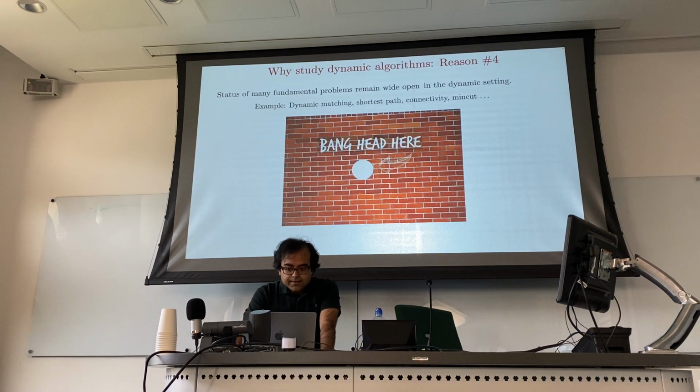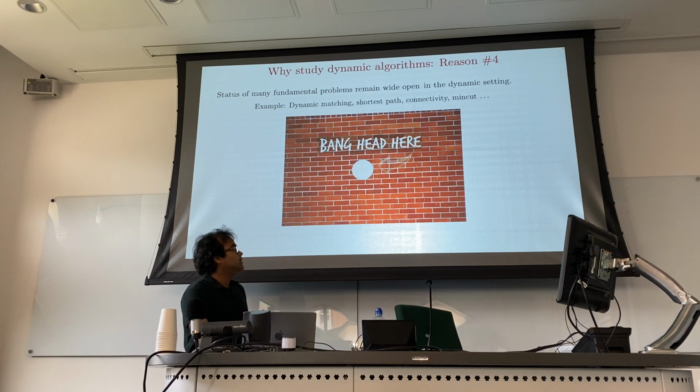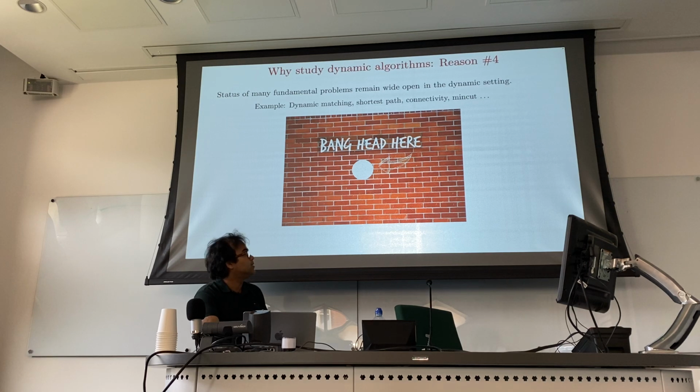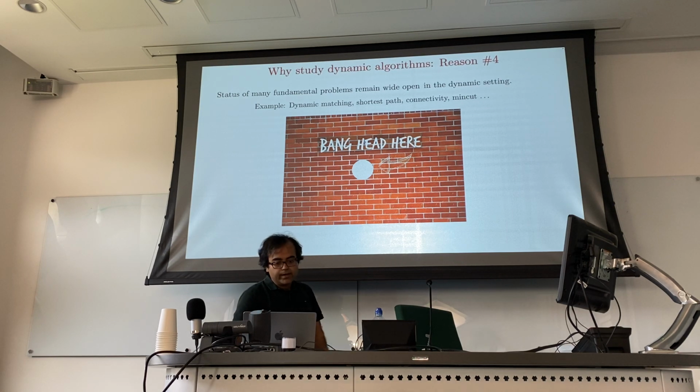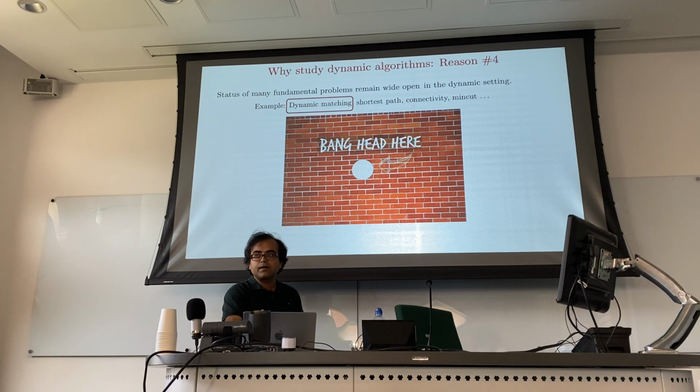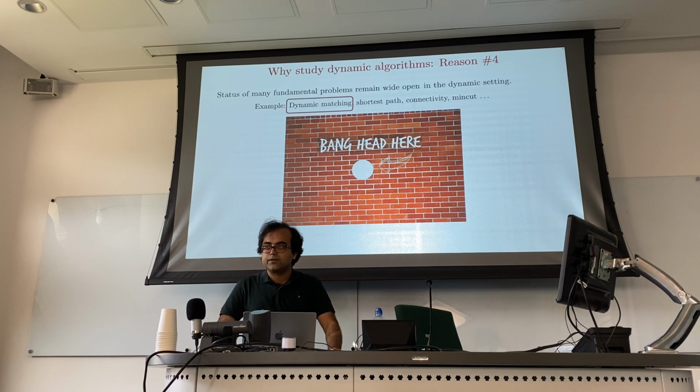The last reason is you can take any classical optimization problem and ask what is the computational status of this problem in the dynamic setting. And it so happens that despite decades of effort, many of these questions are still unresolved. You can ask this question for any problem like matching, shortest path, connectivity, min cut, and so on. And as the title of the talk suggests, I will just focus on dynamic matching. So this is the brief motivation for the talk.